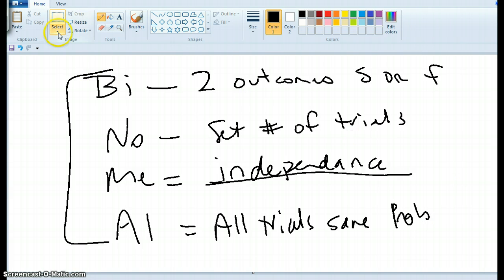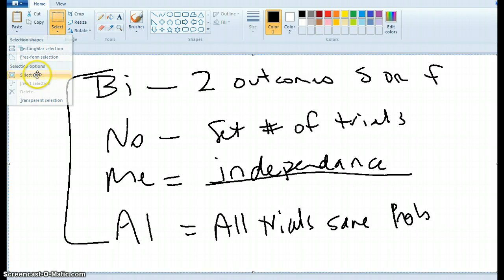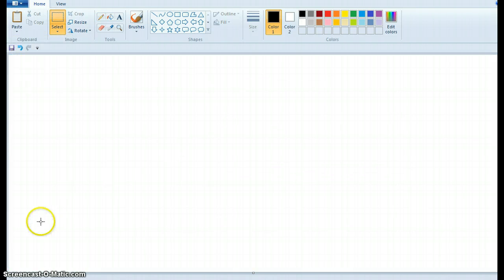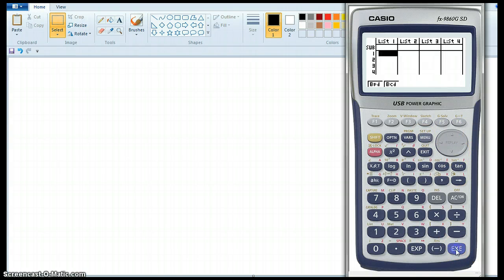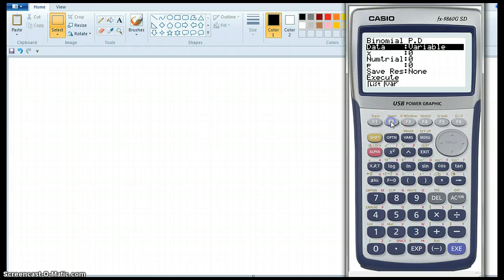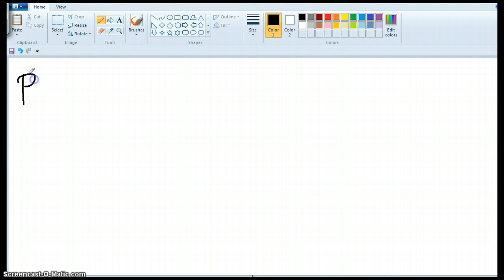Okay, now I'm going to get our calculator. Alright, so you go to menu, you go to stats. I'm going to exit there so I get to the right spot. You go to distribution and you go to binomial distribution. BPD. Okay. Now var. So we're looking at the probability that x equals 1.